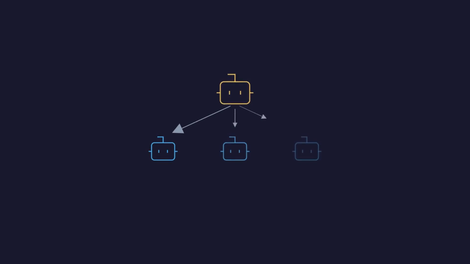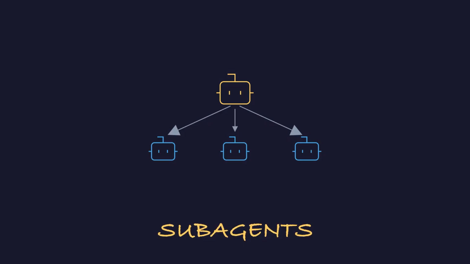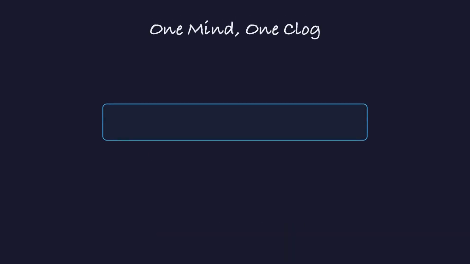The fix isn't a bigger brain, it's more brains. This is the idea behind subagents, how you turn one overloaded AI into a coordinated team. Let's break it down. Here's the core problem.